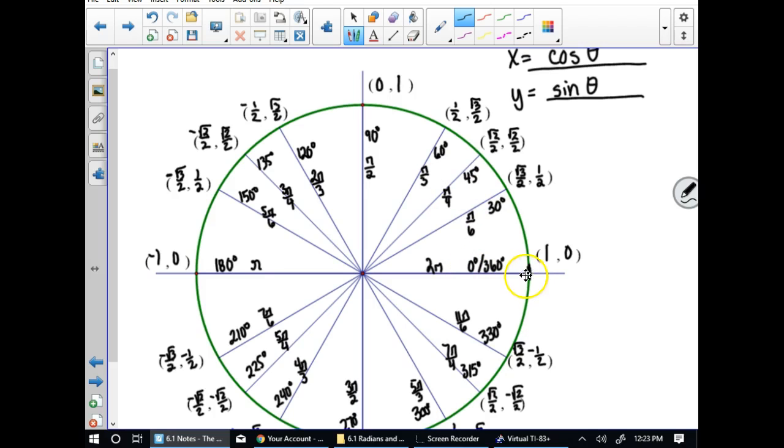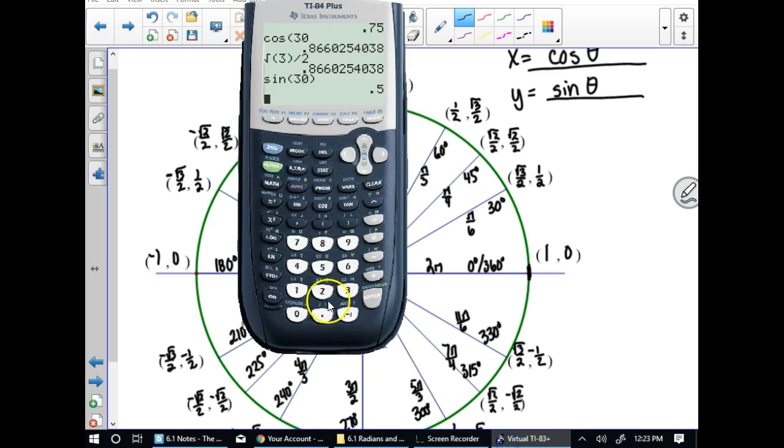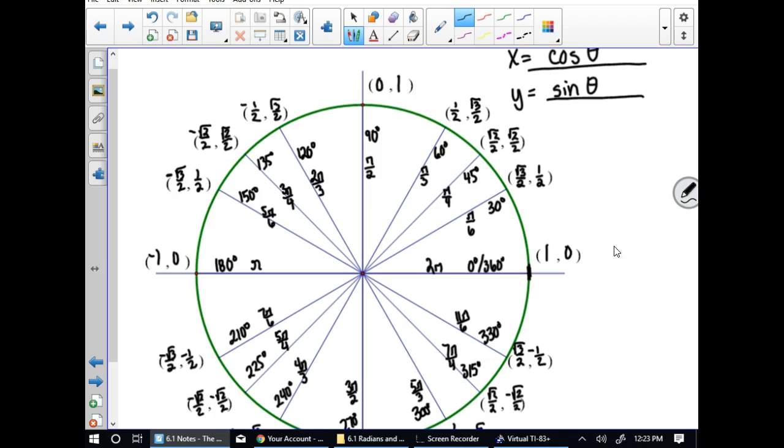Okay. How many degrees does it take to go all the way around the circle? 360. Radians is going to be 2 pi. Not 2 radians, but 2 pi radians, which is about 6.283185. Now, I want you to think for a second about where this comes from.